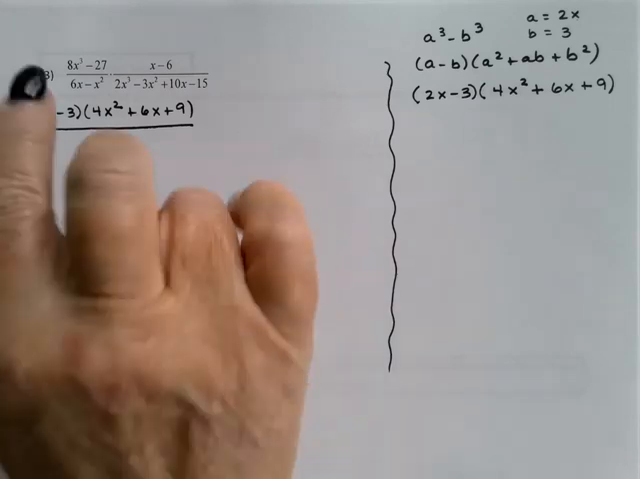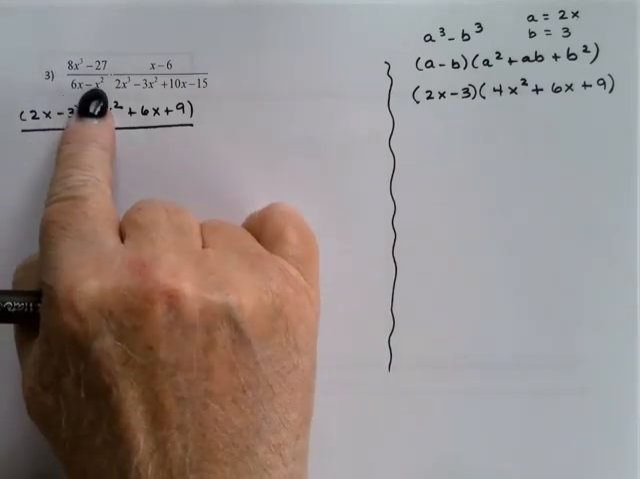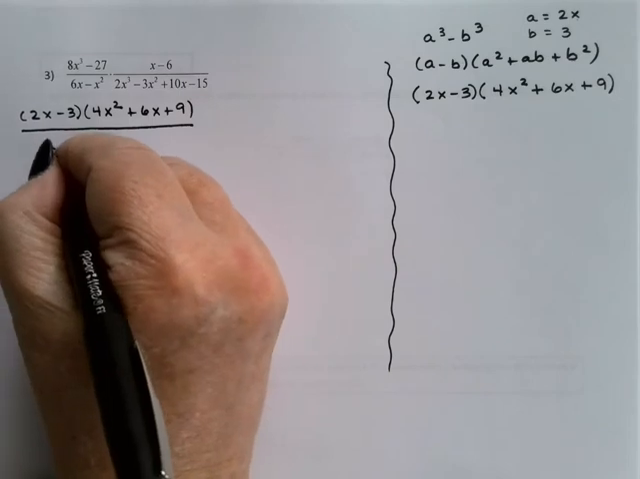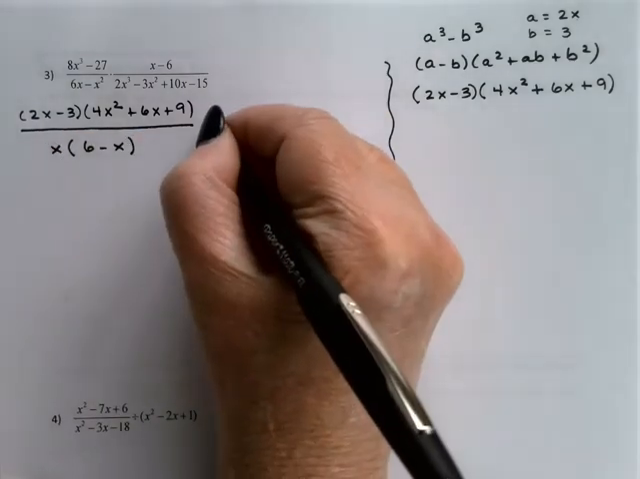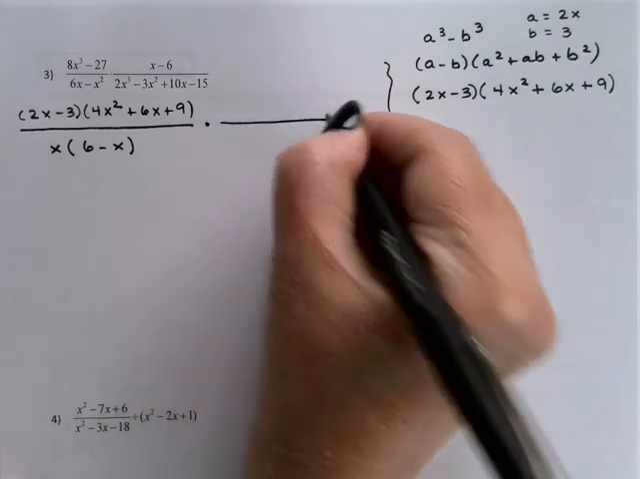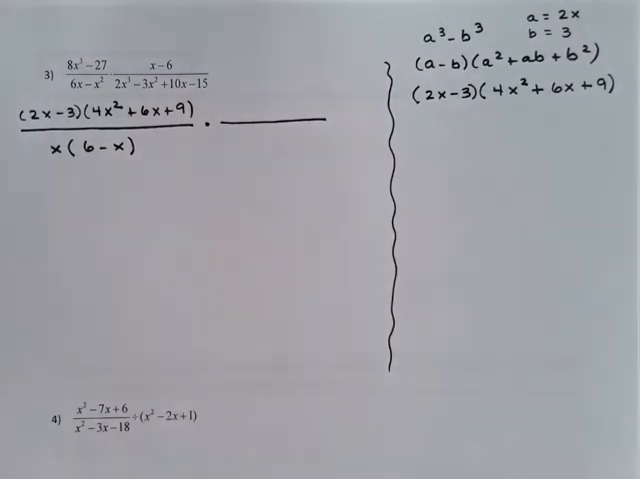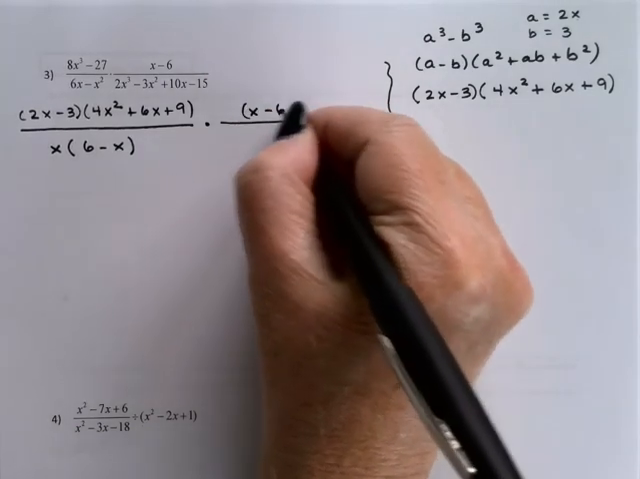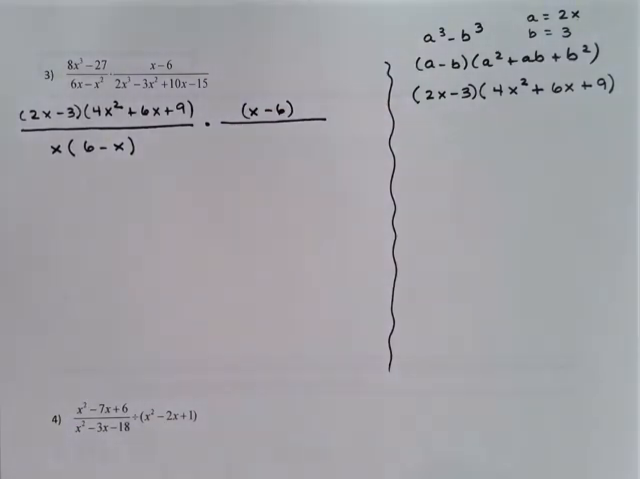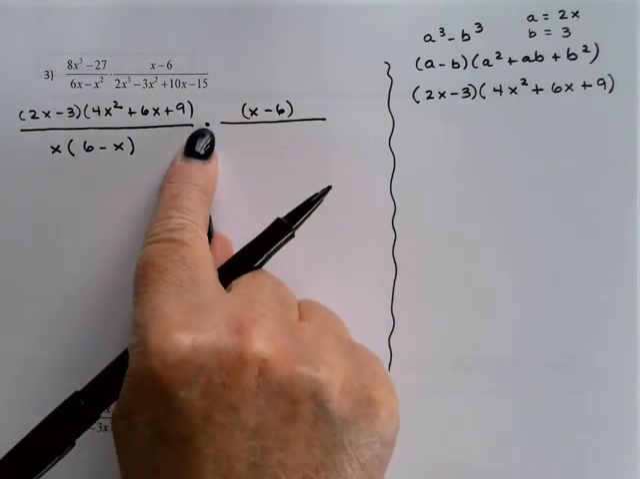All right, the denominator, fortunately, is a lot simpler. The only thing I can see to do there would be to factor out an x. And that will leave me 6 minus x. Second fraction. X minus 6, that's prime. There's nothing I can do with that. I can put parentheses around it just to remind me that it's a multiplier now.